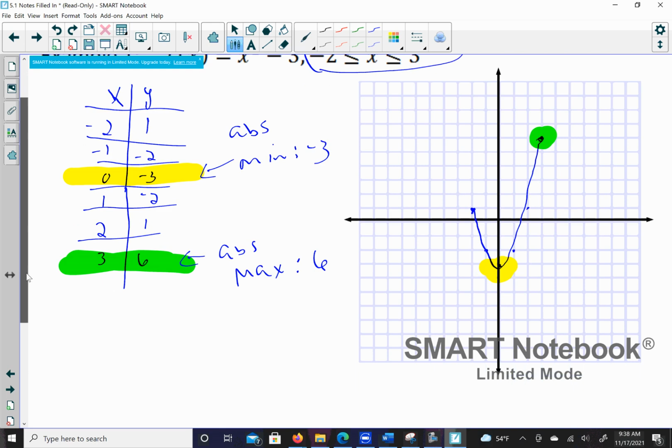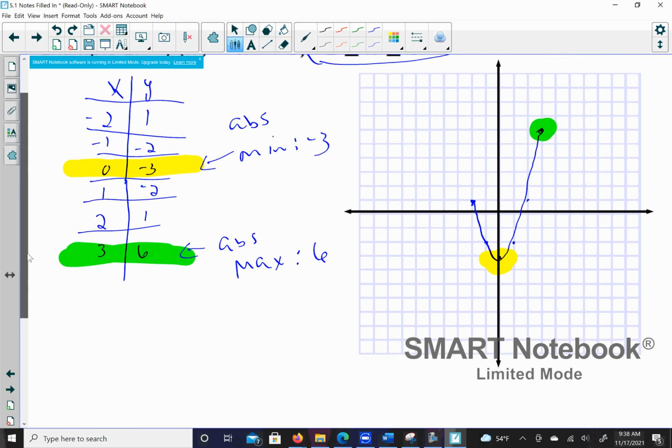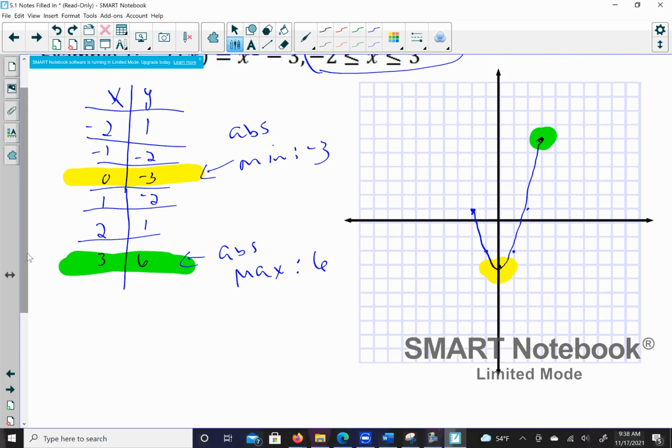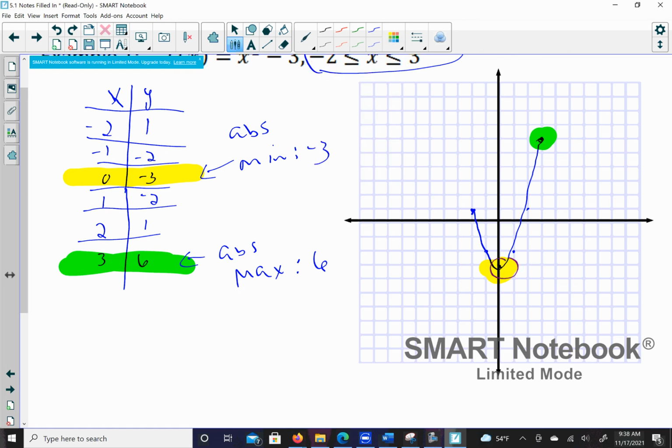So let's look at another one. Oh, sorry. What is the value of the derivative at the relative extrema? Well, I only have one relative, and that would be this one right here. This is the only relative one. This is a relative one, and it's an absolute. This one is just an absolute.